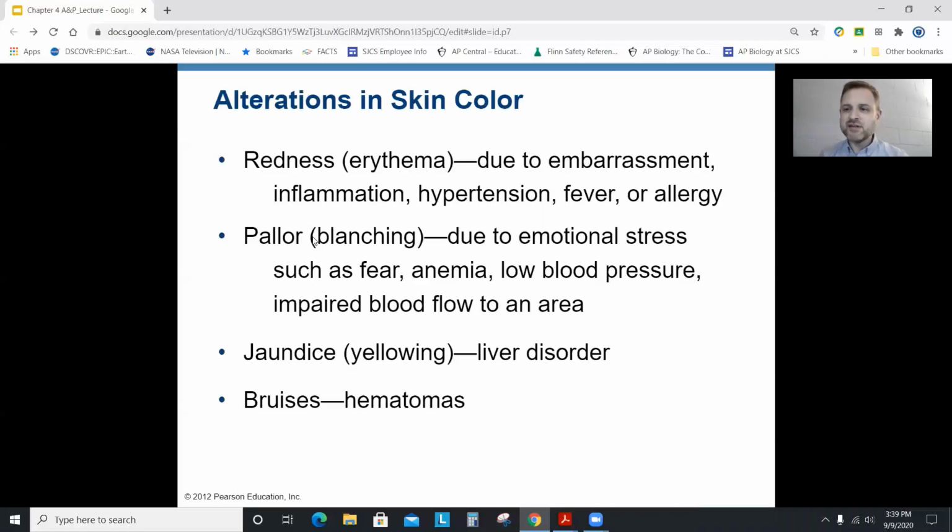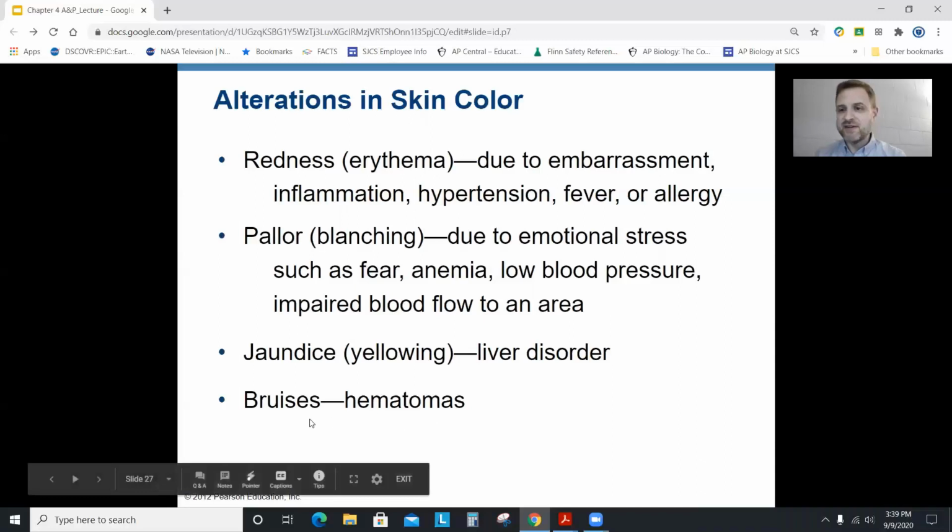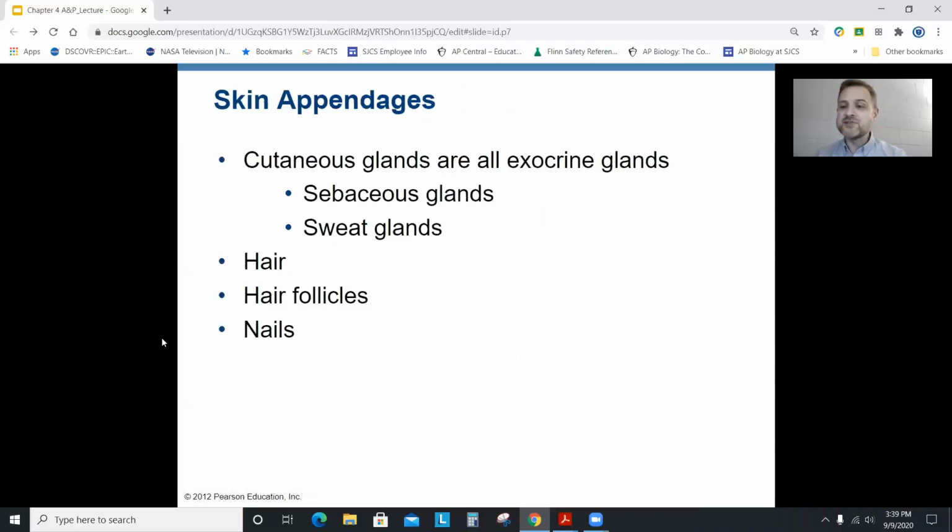Jaundice is a liver condition when the skin or your eyes look yellow. Some babies are born with jaundice. Bruises: a hematoma is a fancy word for a bruise. That's when blood is leaving your blood vessels because you've ruptured them, and that causes a bruise.